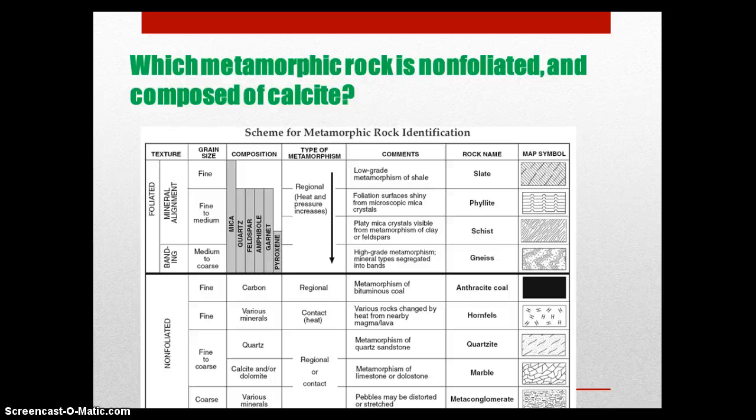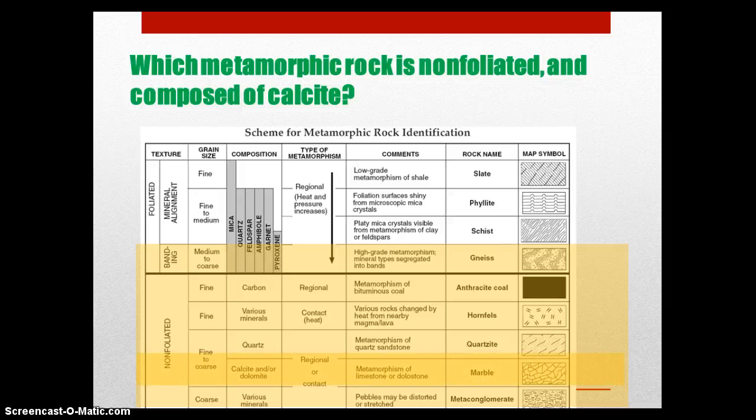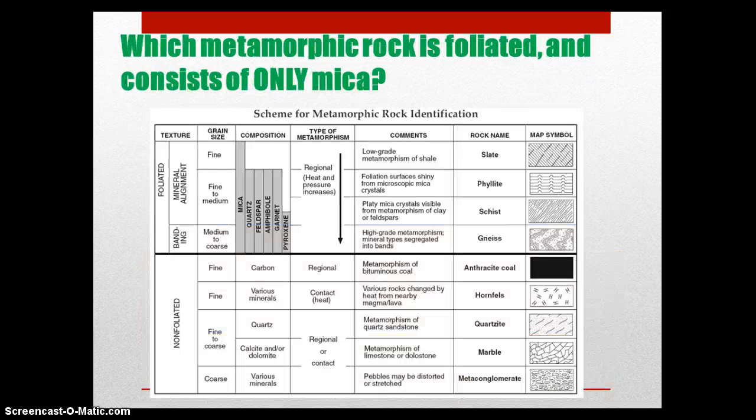Which metamorphic rock is non-foliated and composed of calcite? Take a minute, pause it, look at it, and see what you can figure out. You should have figured out that it's non-foliated, and it is right here. We have marble. I don't know if you can see, my picture's covering it, but it's metamorphism of limestone, regional or contact, calcite and dolomite. The key word is composed of calcite. This is the only one that really shows that it's composed of calcite, and it's fine to coarse grain in grain size.